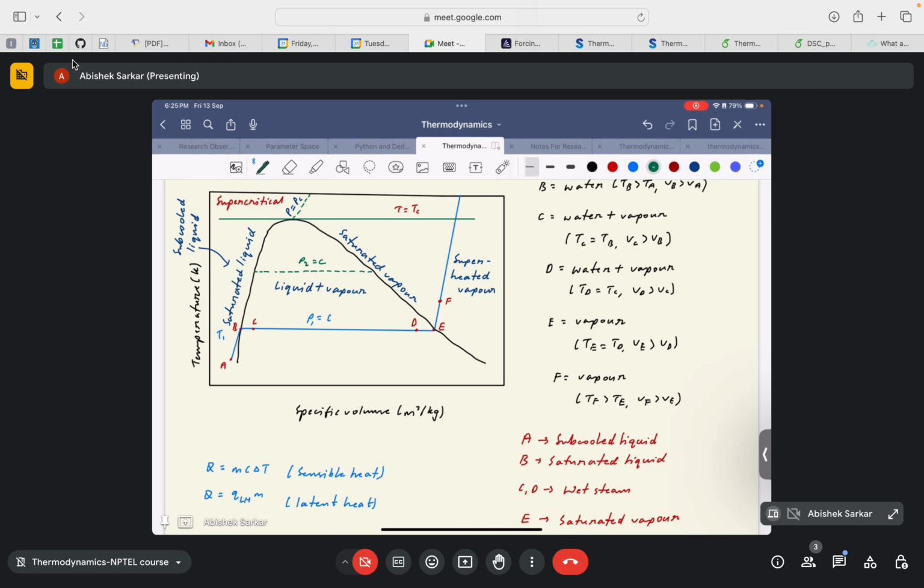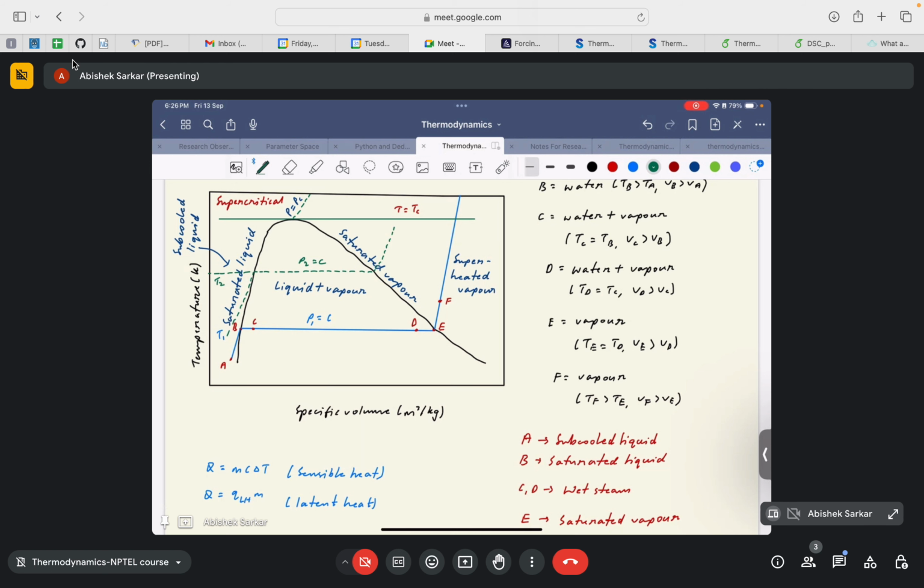So we'll see that the corresponding isobar will take this form. It will have a higher pressure, so a higher temperature. So it will correspond to a higher saturation temperature, T2, right? And this trend continues to occur.